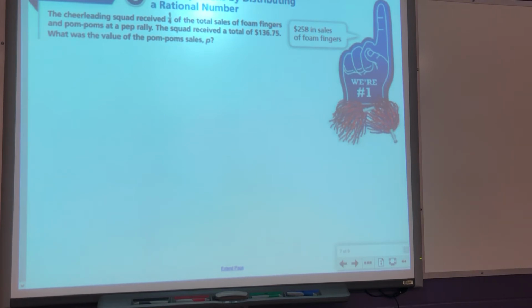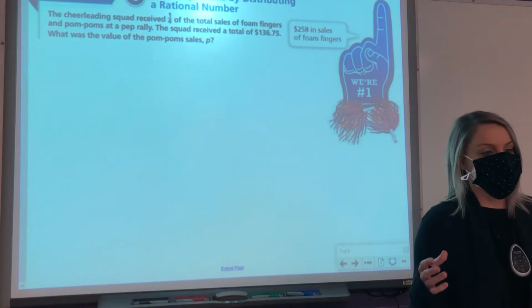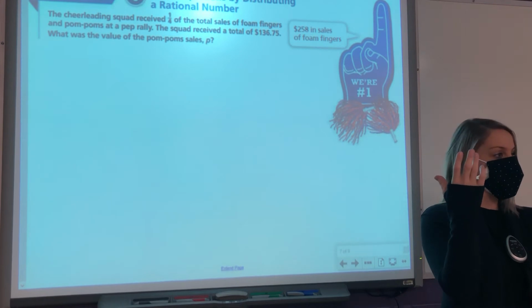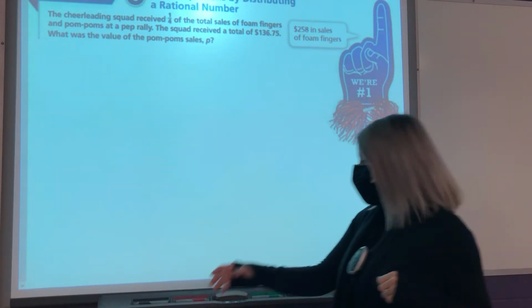What else is important to know in the problem? Liam, go ahead. What they received is only 1/4 of the total. Very good. What else is important from the problem? There was $258 in foam finger sales. Very good. So our total sales would be pom-poms plus foam fingers, right?